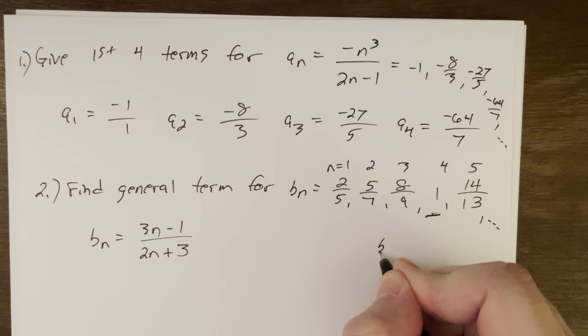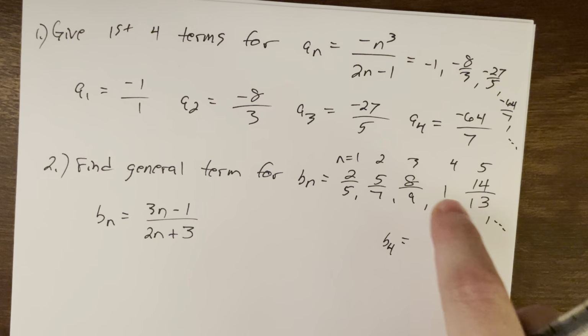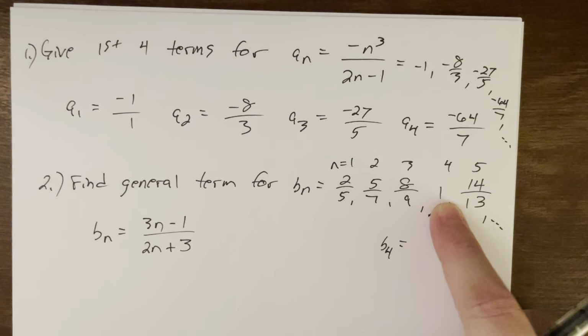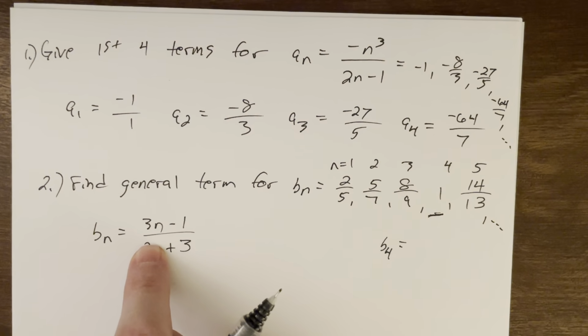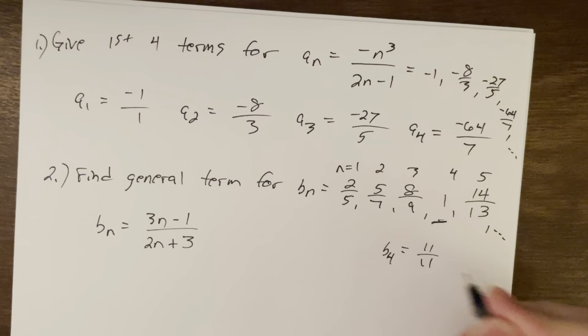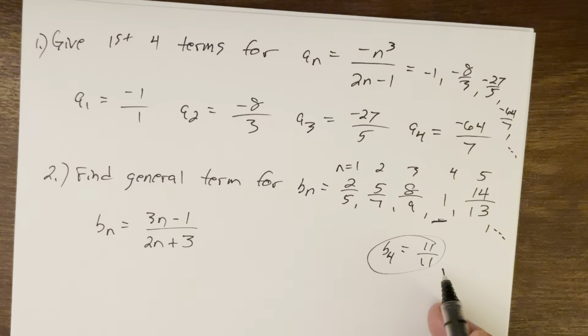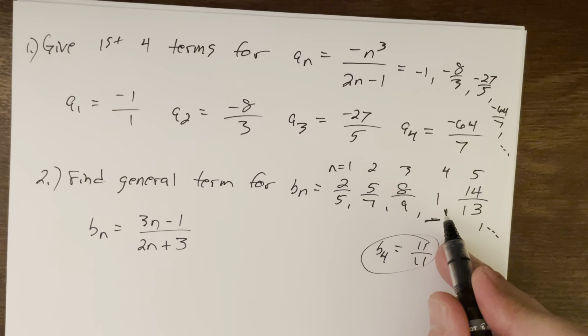Well, if I use n equals 4, this was good confirmation, but why does this seem so strange? If you plug in 4 here, 12 minus 1 is 11. 8 plus 3 is 11. They reduced it. This is how you should see it, and now the pattern is perfect.